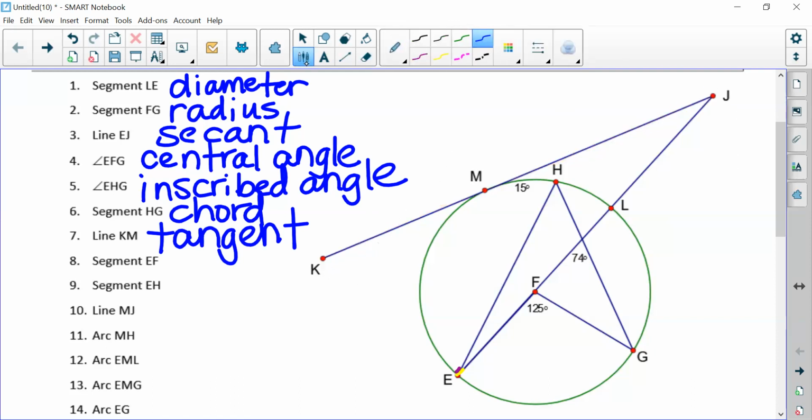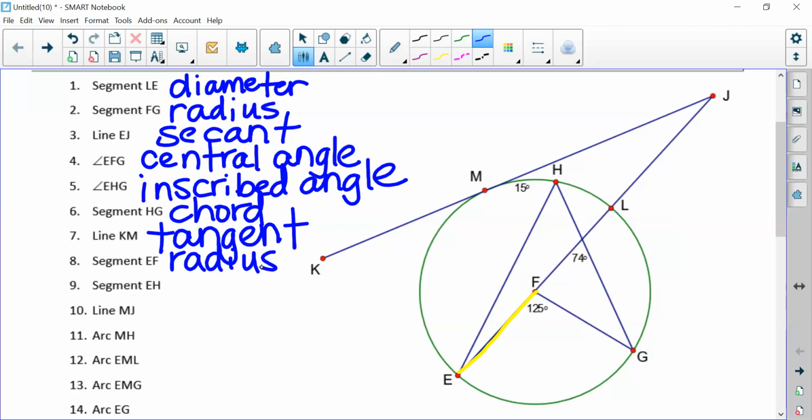Let's look at line segment EF, number 8. Okay, look. Point F is at the center and point E is at the circle, which tells us that segment EF is another radius in our circle, okay?